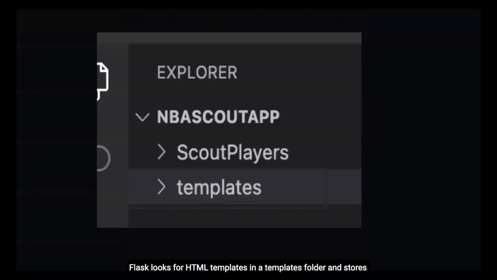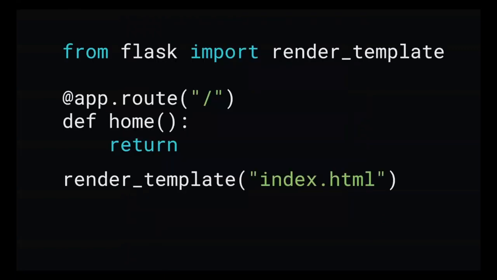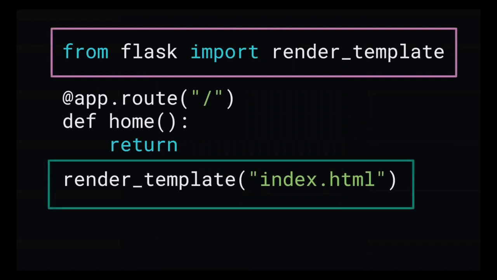In Flask, by default, Flask looks for HTML templates in a templates folder and stores your HTML files like index.html, players.html. In Flask, you have to import render_template here. Then you serve up the HTML file you want to render, which in this case is our index.html.